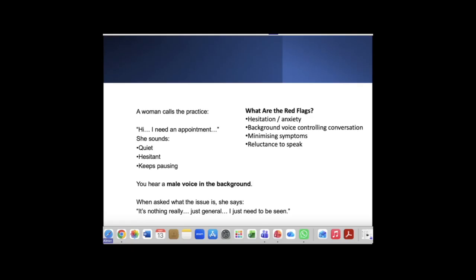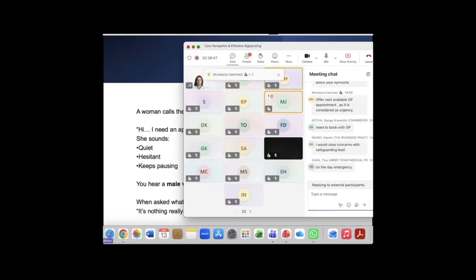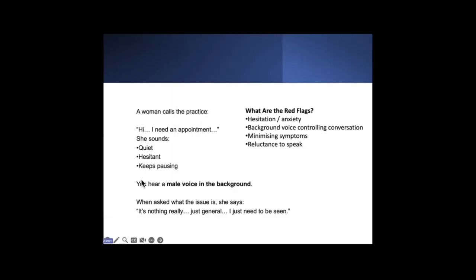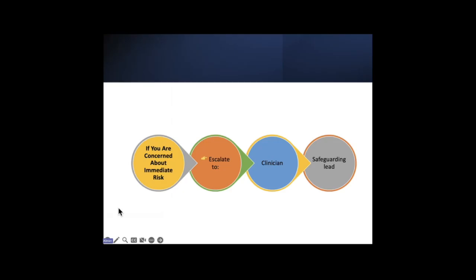Yeah, well done. So you assess the situation as a same day emergency and raise concerns to the safeguarding lead. So you want to get this person in. Sometimes you may book someone inappropriately, or it might be the wrong call, but that's fine. It's rather that you don't miss, because the one time you miss something, something happens to someone. So whenever you're concerned, you escalate to the clinician and to the safeguarding lead.